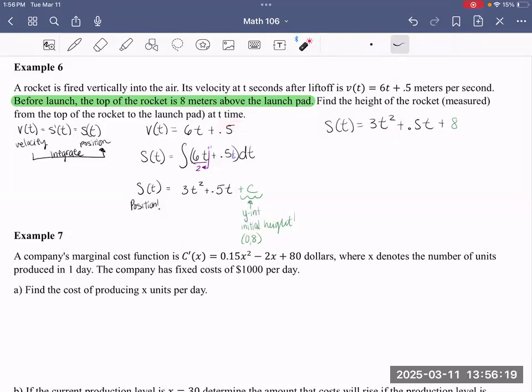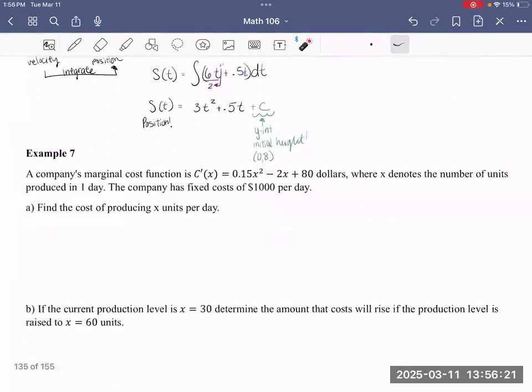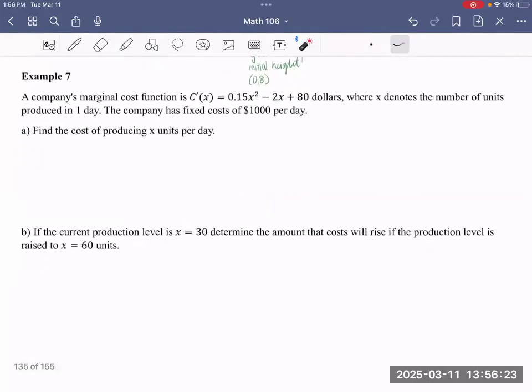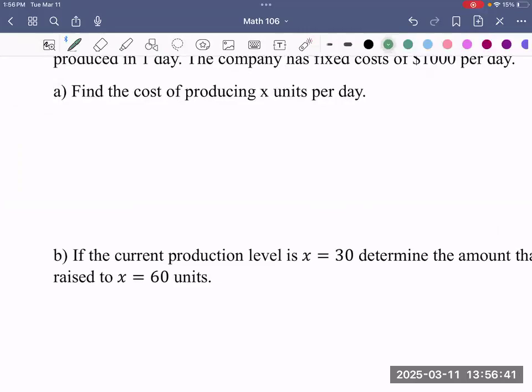Let's try it again with example 7. It says a company's marginal cost function is c prime of x is equal to the following, where x denotes the number of units produced in one day. The company has fixed cost of $1,000 per day. Find the cost of producing x units per day. So we are given your marginal cost, and we want to know what your overall cost is.